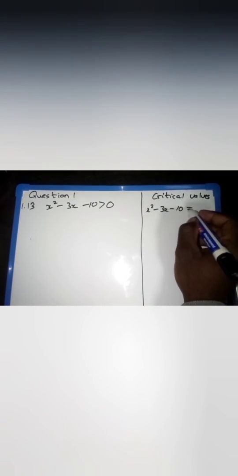We're given an inequality: x squared minus 3x minus 10 is greater than 0. The first step will be to find your critical values. Critical values are basically found by solving for x when you're given x squared minus 3x minus 10. So you change the inequality sign to an equal sign. I can easily use my calculator, or I can just factorize. So I have x, this will give me negative 5, this will give me positive 2.